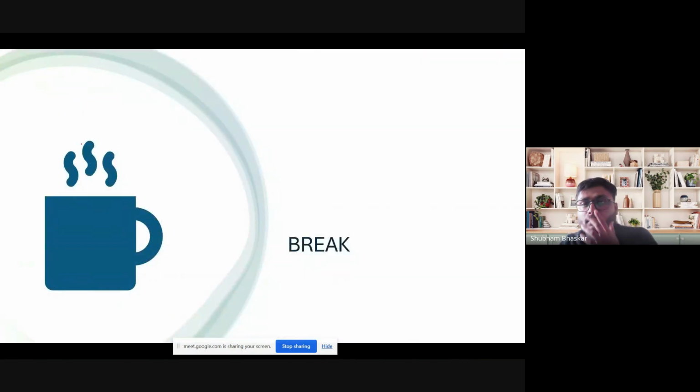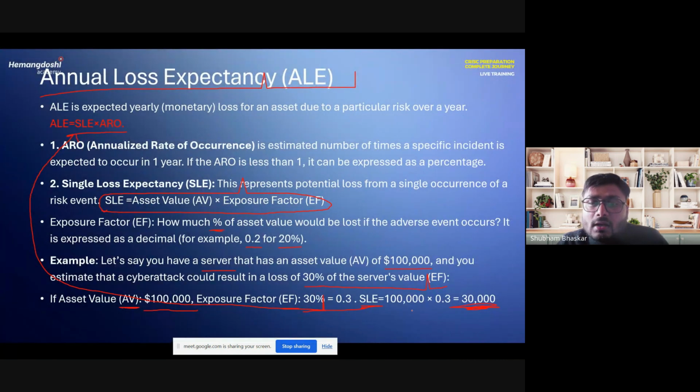Now, let's say that SLE is 30,000. You put 30,000, and the annualized rate of occurrence is, let's say, 1. It happens once a year. If it happens once a year, 30,000 into 1, annual loss expectancy is $30,000. If it happens twice a year, it means 30,000 into 2. That's nothing but 60K. You keep increasing or decreasing the ARO, and the value changes.